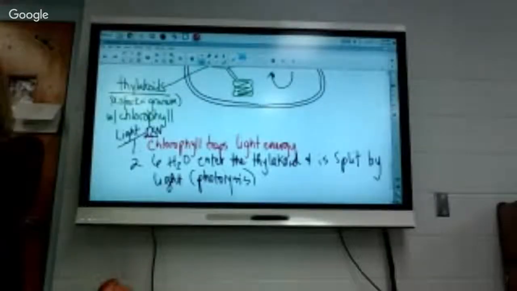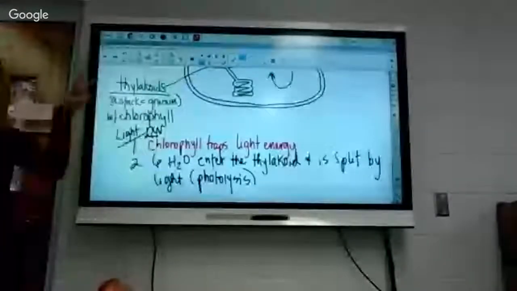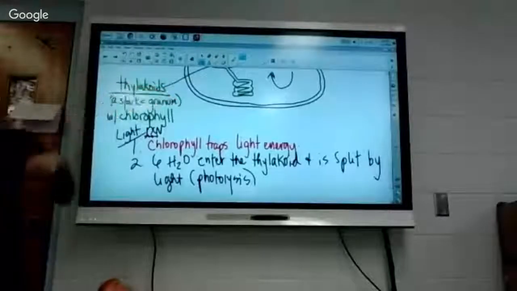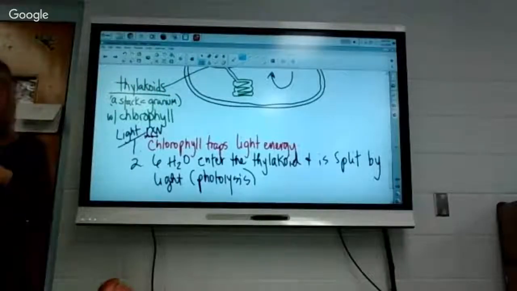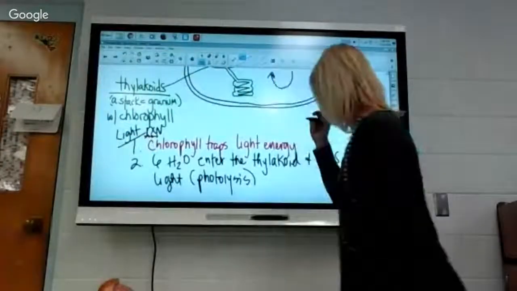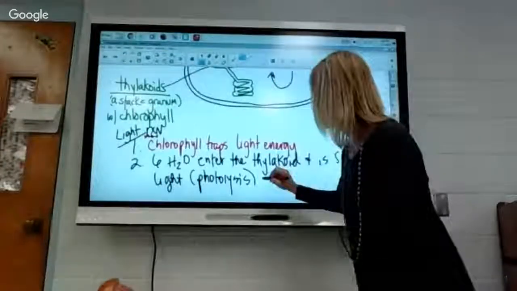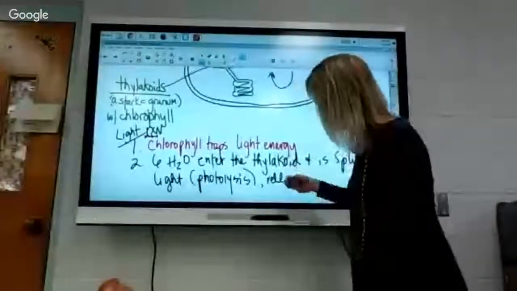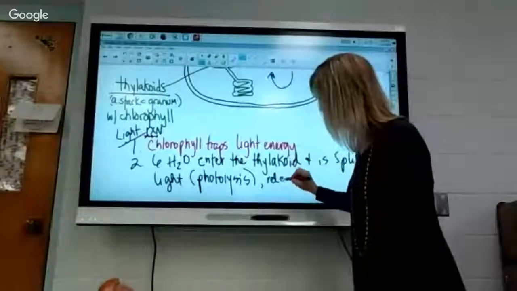So when the water is split, it releases the hydrogens to go make something important for the dark reaction, but it releases oxygen gas as a waste. So that's what we're going to put. It's split by releasing O2. Now, do you remember how many O2 are going to be released?